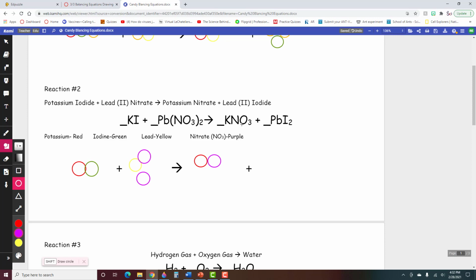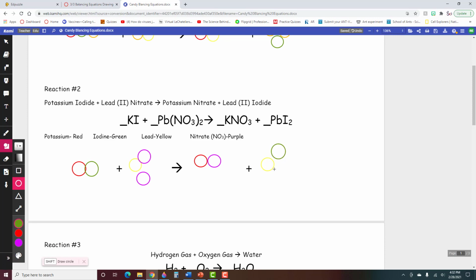So I've given you some hints on how to see them, but even if you missed it, even if you didn't notice the polyatomic, if you balance the K and the N and the O separately, you'd still get the right answer. It's just a little bit more work. And then I have Pb, which is lead, so that's going to be yellow, and then that's bonded to I2, and I is iodine, and that's going to be green.